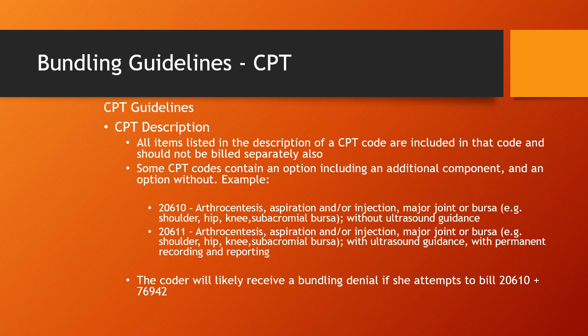So if I have a provider who's performed an arthrocentesis procedure who is using ultrasound guidance for that procedure, I can't report 20610 plus my ultrasound guidance code 76942. That means that I'm unbundling those services because there's a CPT code that includes them both. So instead I want to report that using 20611. So if you've done this by mistake and you have some denials, the way to fix that is to change them to the 20611 and resubmit to the insurance company.